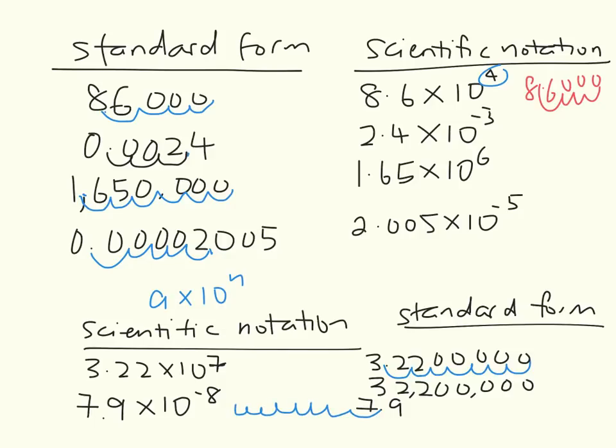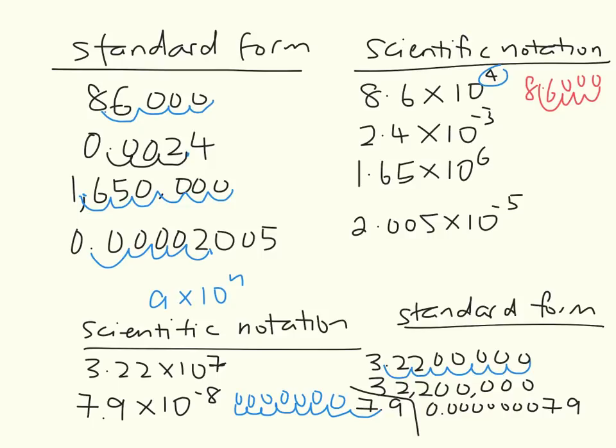So you could see how many zeros there are. There are 1, 2, 3, 4, 5, 6, 7, so 7 zeros after the decimal point. So the answer would be 0.0000000 and then 79. So this will be the number in standard form.